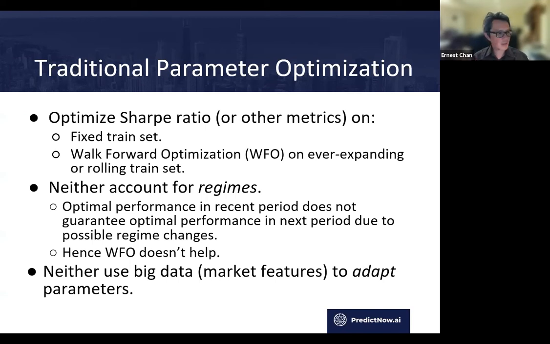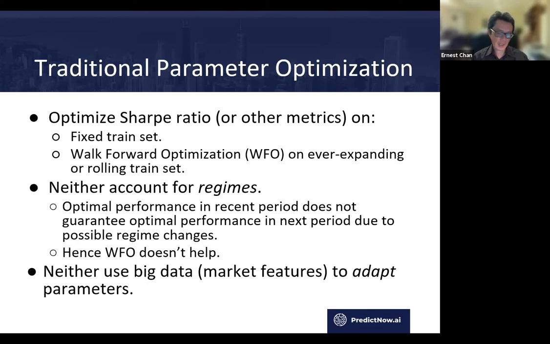Now, the traditional method of optimizing the trading strategy, in order to optimize this objective, is to use a fixed training set. Let's say you have 10 years of historical data, you use the first 5 years and run your backtests with different parameters so that they give you the best Sharpe ratio, let's say.